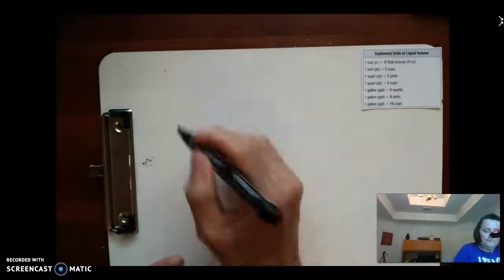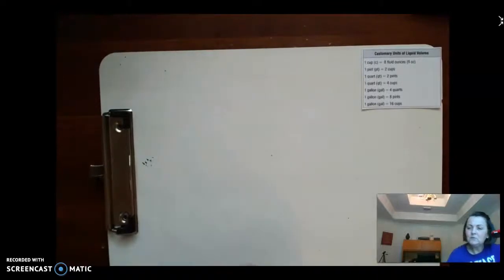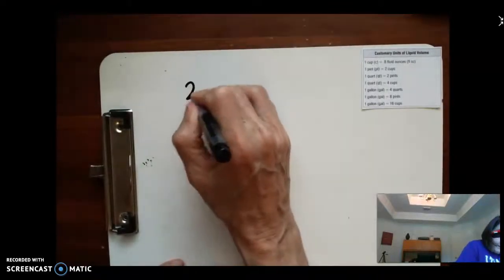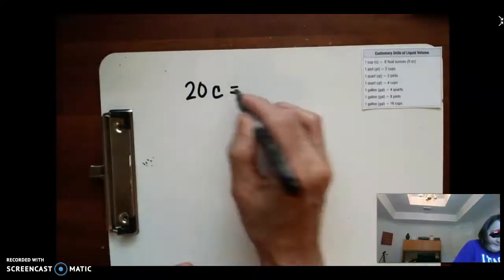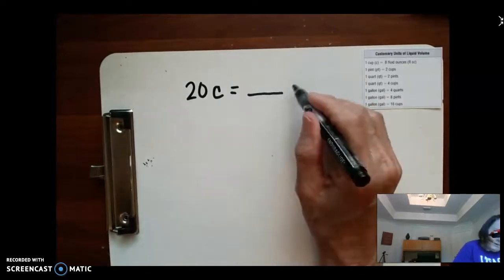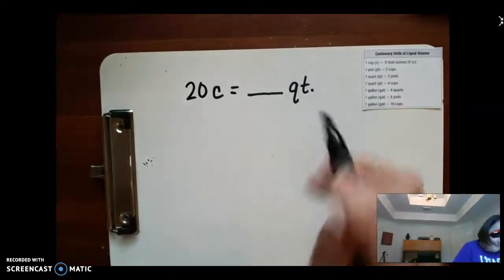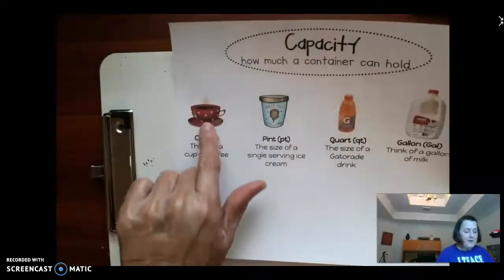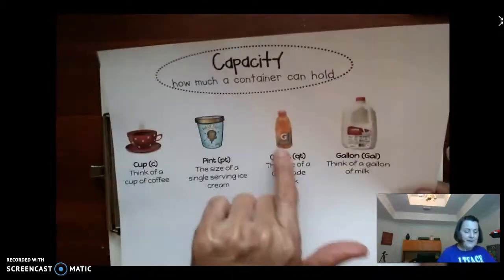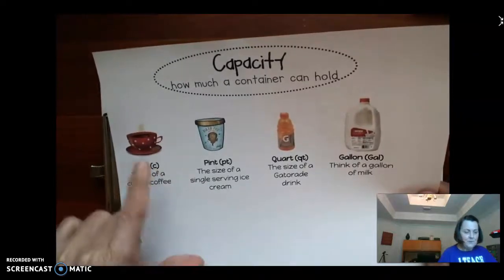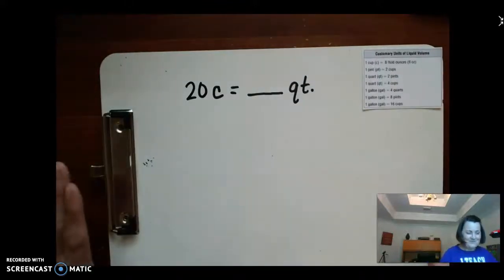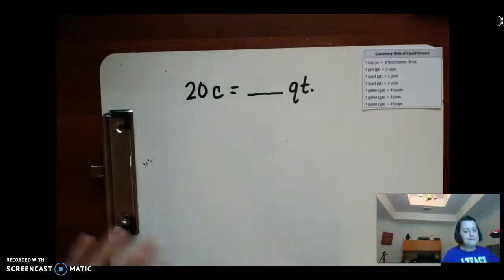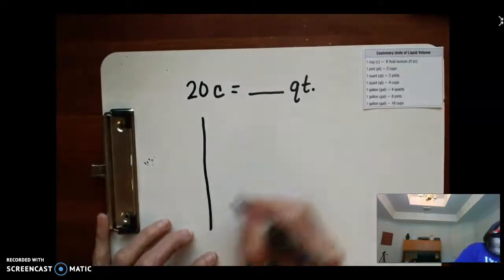This time, it says 20 cups equals quarts. So let's write that down. 20 cups, and we could put a C for cups, is equal to quarts, and QT. So this time, if I have 20 of these, 20 cups, how many of these is it going to take? We're going from a smaller unit to a bigger unit. So let's see what we're going to do. All right, we've got that set up. So now it's time for tic-tac-toe. Here we go.